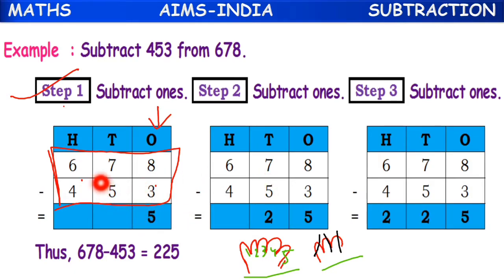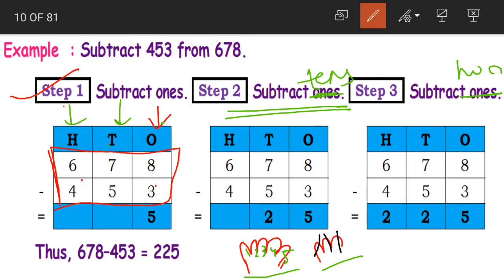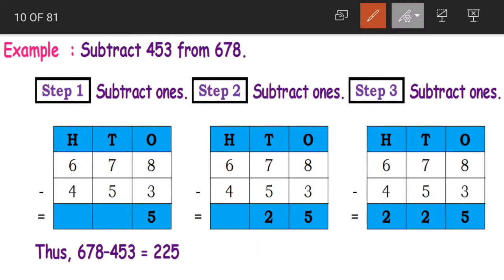Now moving on to the next step, which is subtracting the tens. Sorry, the steps are given wrong here. The first step will be to subtract ones, and then we go for subtracting tens, and finally we subtract the hundreds. Yes? Yes. Now moving on to the tens here. In tens, what do we have? 7 minus 5. Yes children, what do we have? We have 7 minus 5.